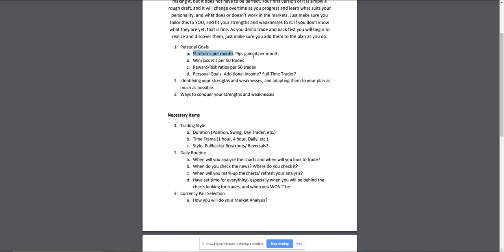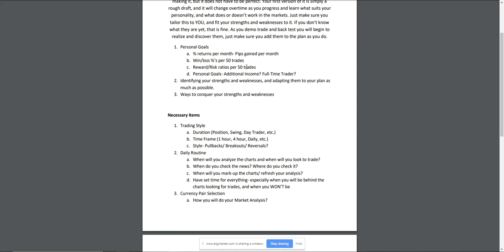So your percentage of returns per month. What are your realistic trading goals that you want to accomplish to get to where you want to be with your personal goals, right? So don't say 150% per month. That's not realistic, right? 10% per month, 5% per month, 3% per month. 15% per month is a little bit high even, but those are gains that are realistic.